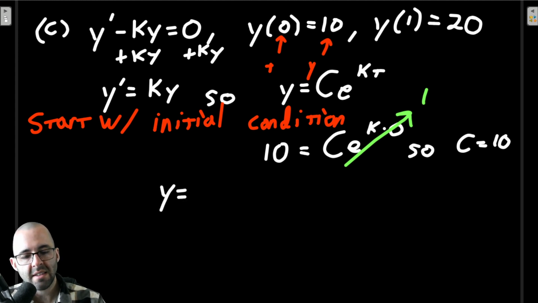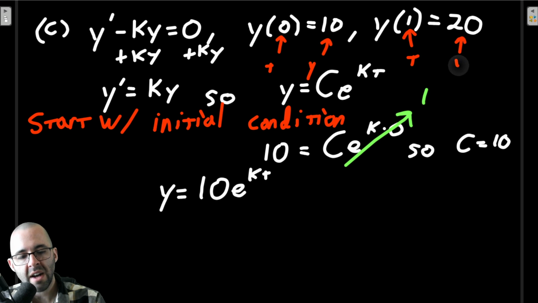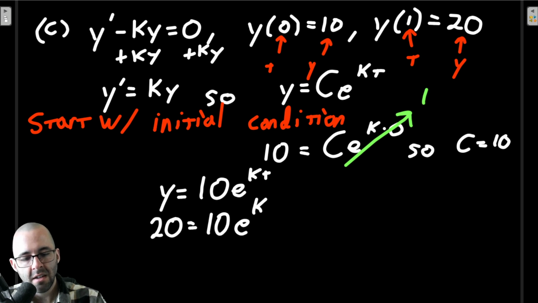This gives us that y is equal to c, which is 10, times e to the kt. We still don't know k. We're going to use our second condition, that when t is 1, y is 20. Let's find k. Divide both sides by 10. We'll get 2 equals e to the k. We have to solve for k.